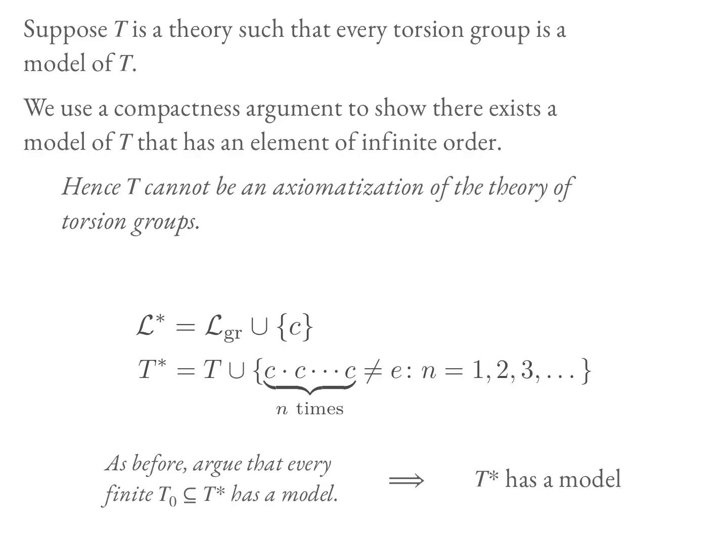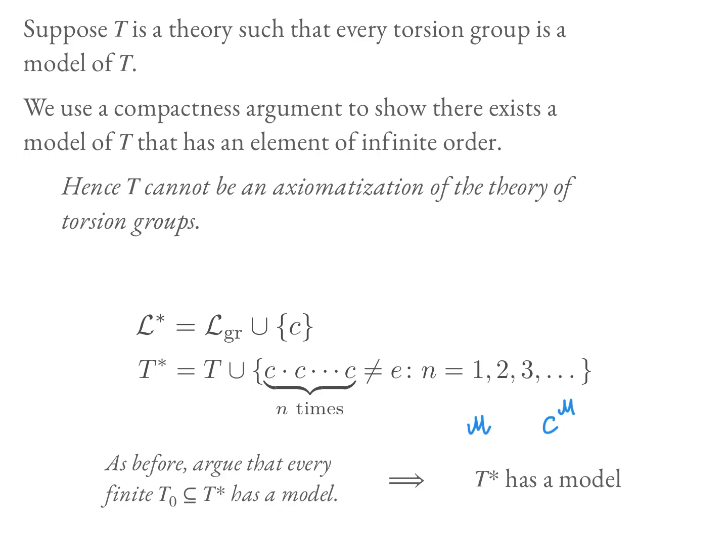And again, similar to how we argued before, it's not hard to see that any finite subtheory T0 of our new theory T star has a model. So you should convince yourself that this is true. But then, once we have this, using the compactness theorem, we get that actually our big theory T star also has a model. So if we call this model M, then C has to be interpreted in M. So C^M has to be an element of our model.